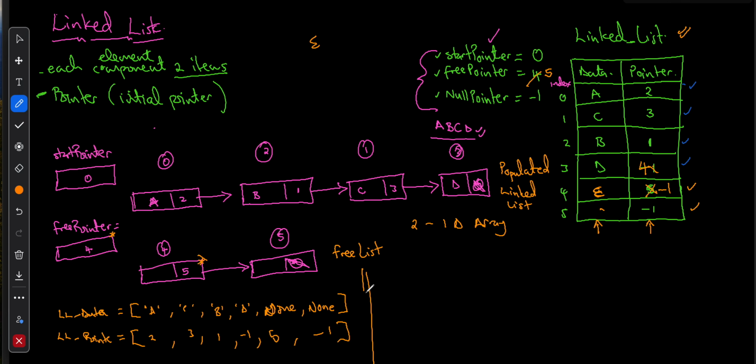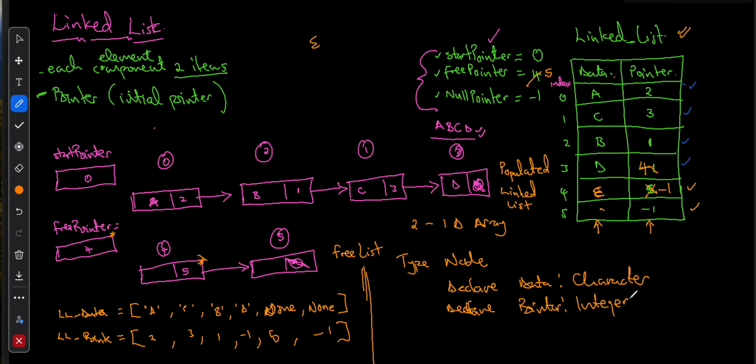So in this case, I'm going to be implementing it in the form of a record. First of all, I will have a record that is of type node, and each node contains two things, the pointer and the data. So I will declare data, which in this case is of type character. Then I'll also declare a pointer that is of type what? In this case, it's of type integer. That's basically what I have now as my node.